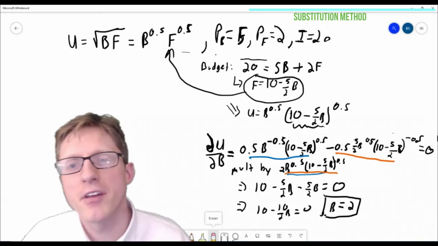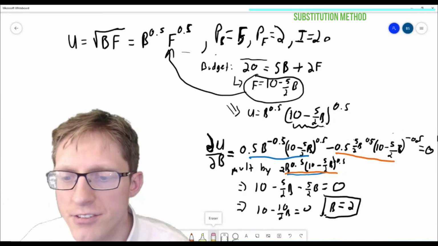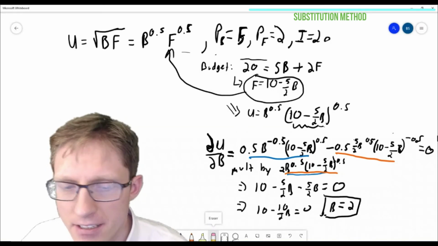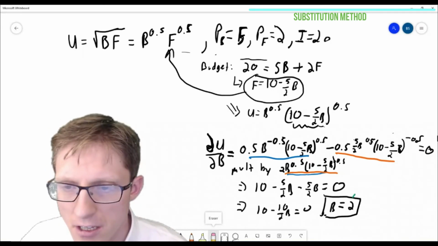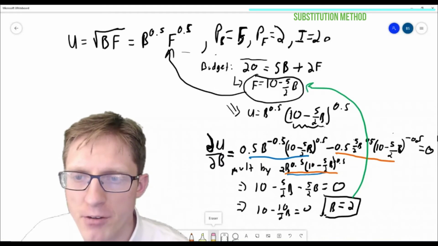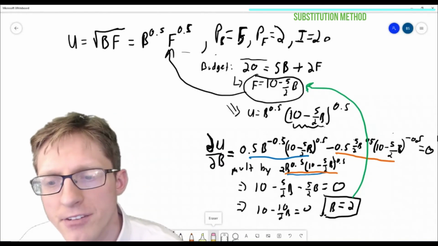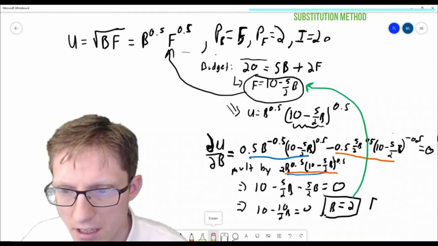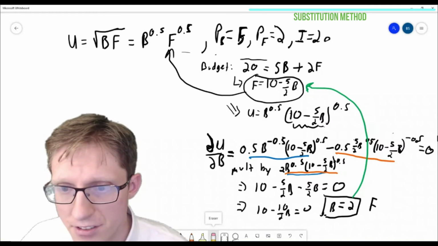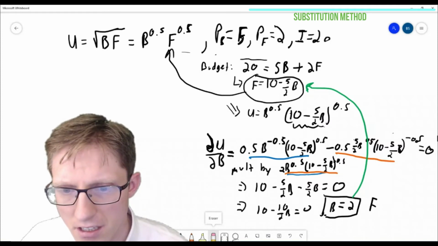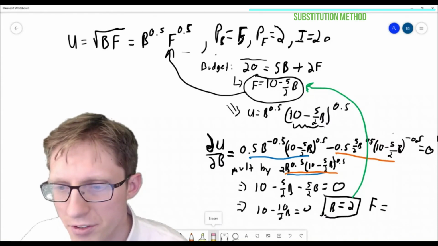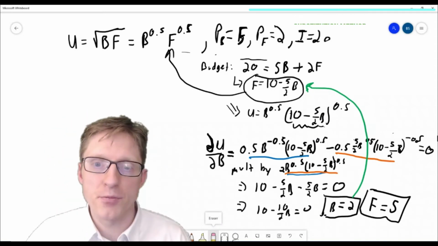Okay, so this says that when Antonio is maximizing his utility, he's consuming 2 units of good b. We could then plug it back into this relationship that we found using the budget constraint, and solve for f. So f is equal to 5. That's how you solve this problem using the substitution method.